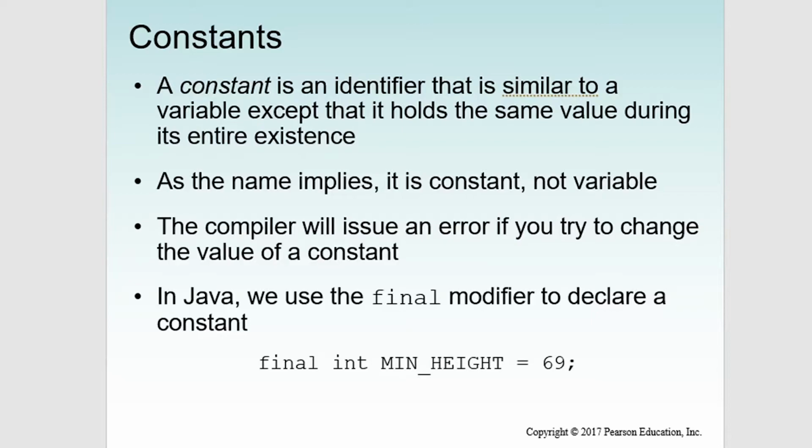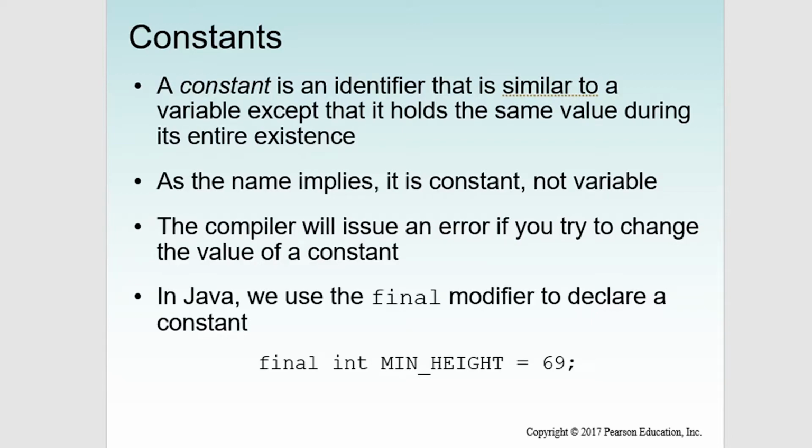As the name implies, a constant is not a variable. The compiler will issue an error if you try to change the value of a constant. In Java, we use the final modifier to declare a constant. For a constant, once you assign a value and you try to change that value later on in the program, Java will give you an error.